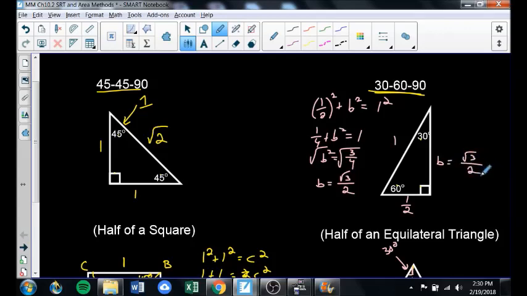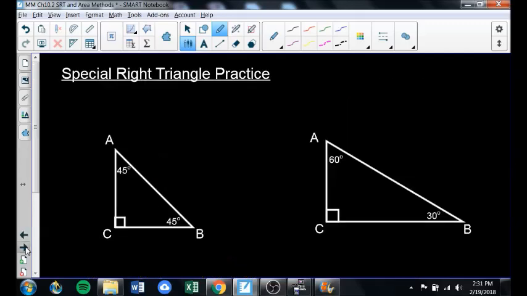Now that is only if this length here is 1. If this length was like 4, then this would become 4 over 2, which is just 2, and this would become 4 root 3 over 2, which is just 2 root 3. So these relationships you want to get memorized. You want to have them really, really just solid. The point being, if this is 1 and this is 1, then this is root 2.